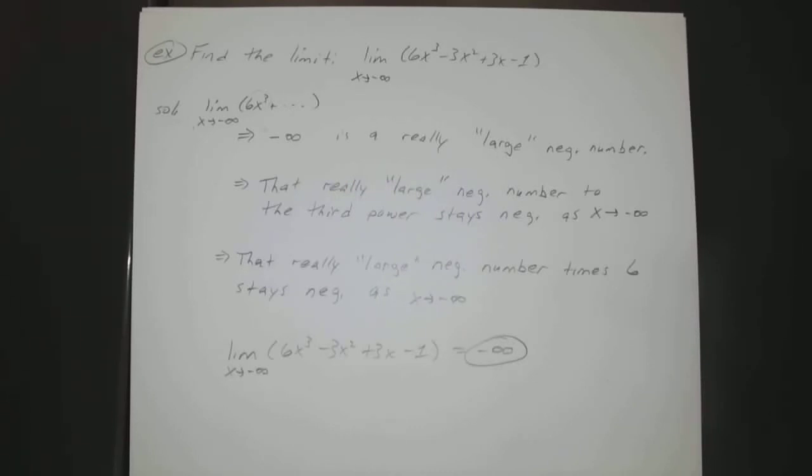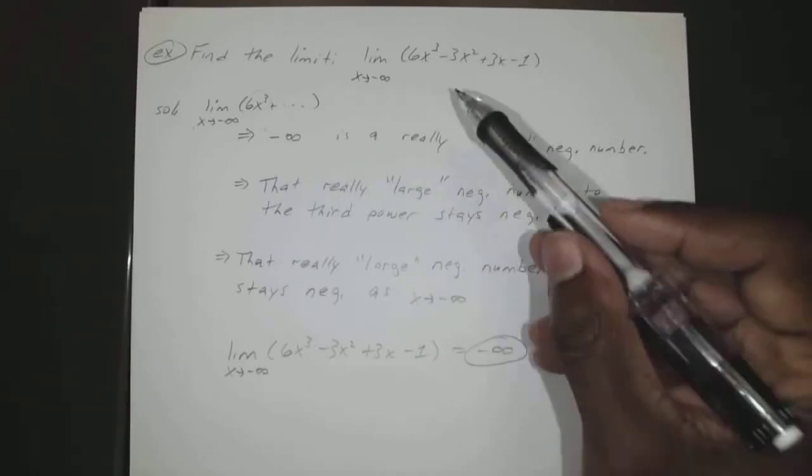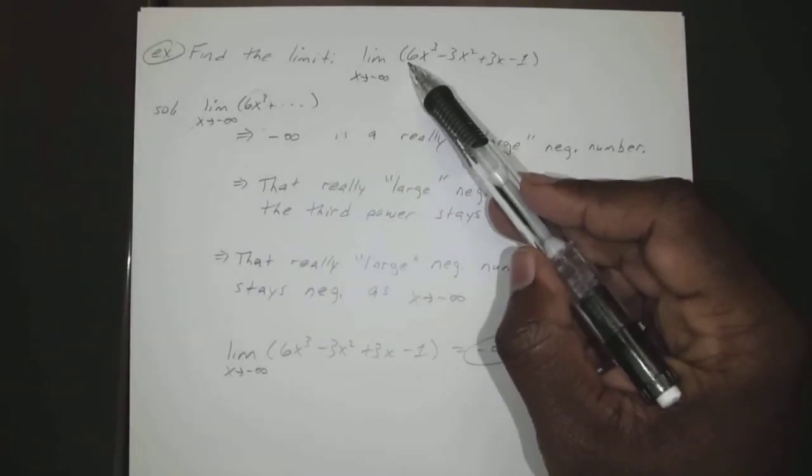Is that the same question? If it was x to the fourth, it would equal positive infinity, and if it was like, say, times negative 6, it would equal positive infinity, am I correct? Oh yeah, if you had 6x to the third, but that was negative 6, yeah.